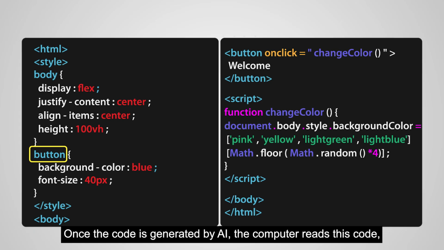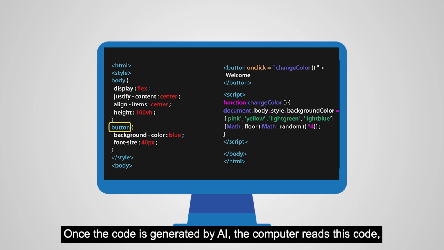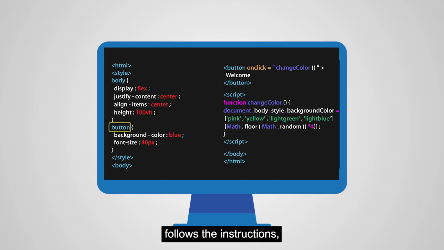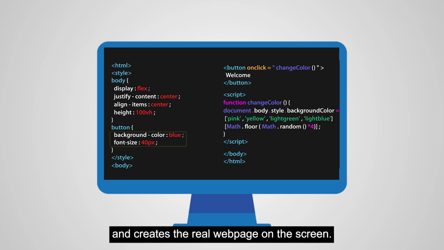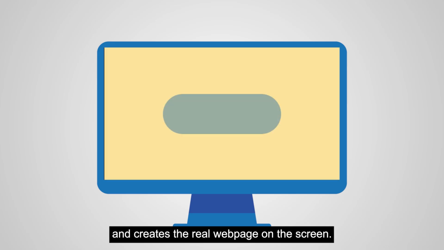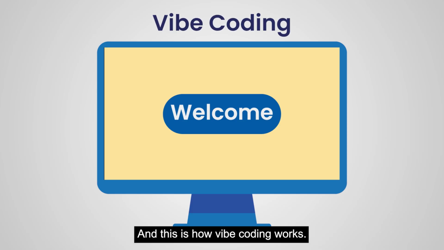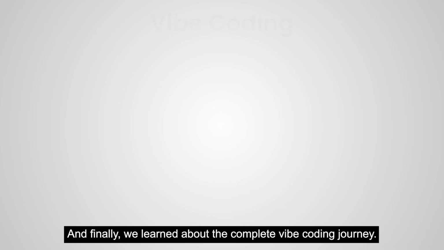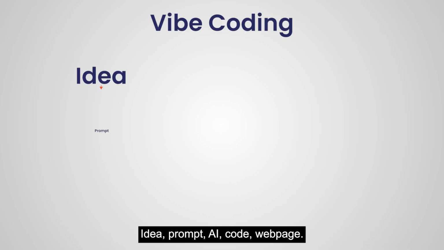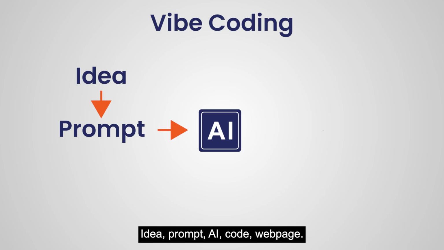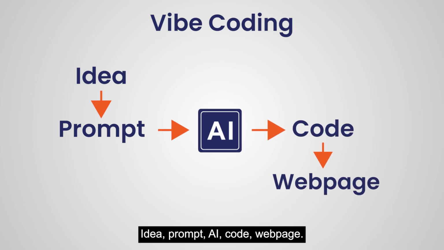Once the code is generated by AI, the computer reads this code, follows the instructions, and creates the real web page on the screen. And this is how vibe coding works. And finally, we learned about the complete vibe coding journey: idea, prompt, AI, code, web page.